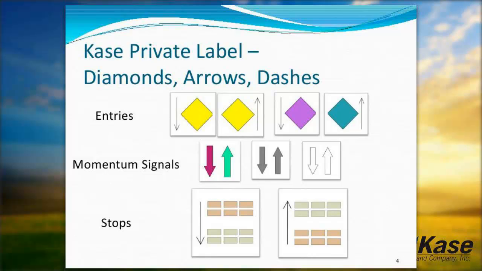So we've actually got the coding done. We're just doing some testing, and so we probably have maybe another month or so before we'll have Kase Private Label out on some of these other platforms aside from NinjaTrader. But again, the diamonds are the entries, the momentum signals are arrows, and then we have our bidirectional stops.